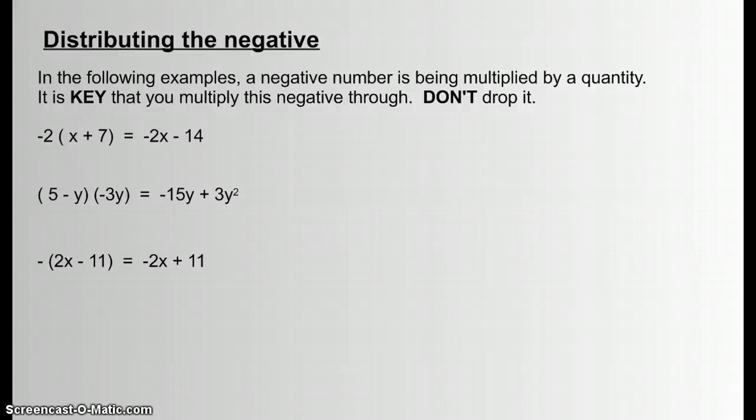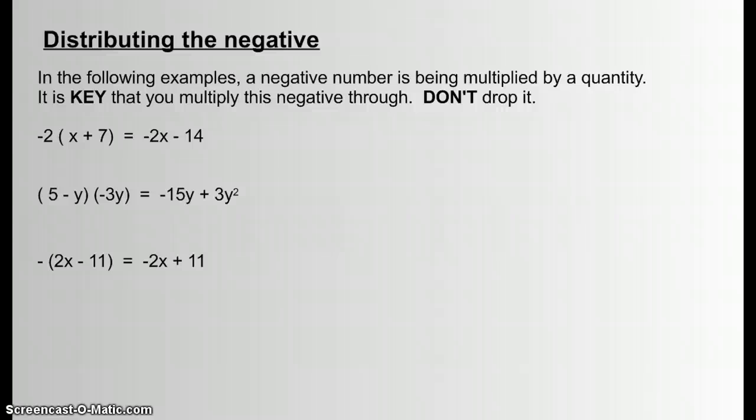These are some examples of distributing the negative. So a negative number is being multiplied by some quantity in parentheses. It's key that you multiply the negative through. Okay? The negative stays with the number it's with. Do not drop the negative. So in the first case, we have negative 2 times the quantity x plus 7. We multiply negative 2 times x to get negative 2x, and negative 2 times 7 to get negative 14.